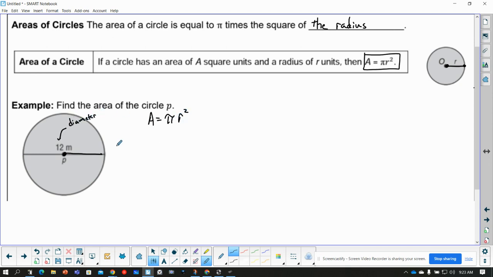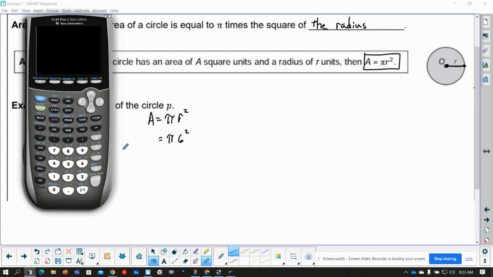But I need the radius. The radius would be exactly half of that diameter, because if it's 12 all the way across, it'd only be 6 just from the center to one side. So that's what we're going to do. Pi times 6 squared.